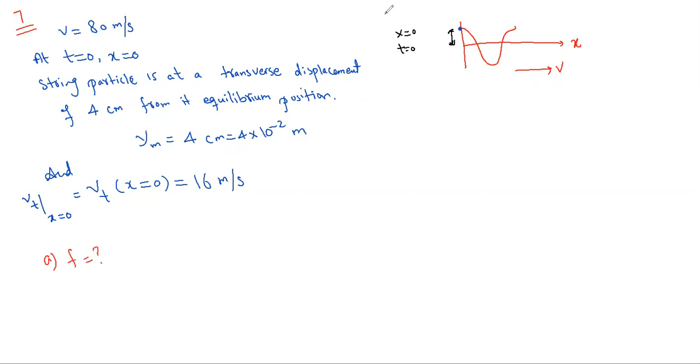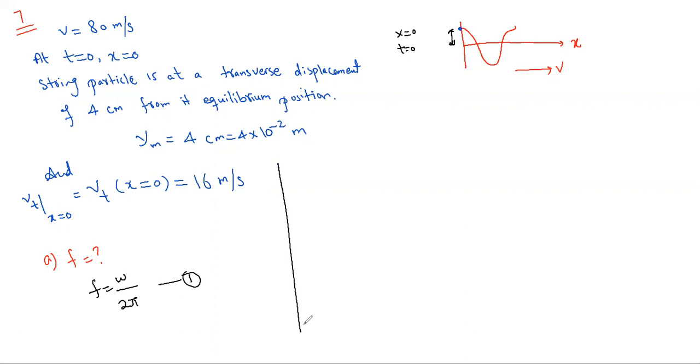We know that frequency f is equal to omega over 2 pi. But we have no idea what omega is, so first we have to calculate omega. This is my equation number 1. Now, how can I calculate omega?